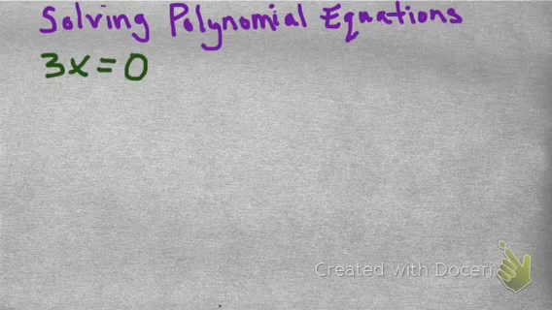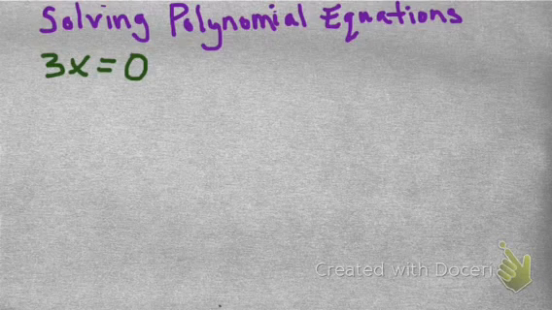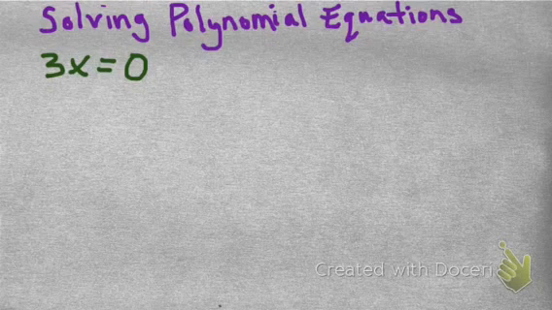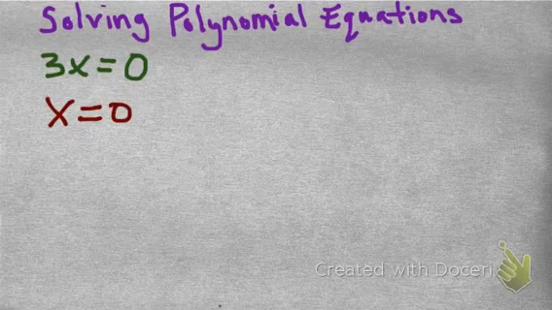Let's say your question is to solve the polynomial equation, and the equation they've given you is 3x equals 0. So you're looking at that, you're thinking, okay, 3 times something has to be 0. Well, the only thing that you multiply by to get 0 is 0. So I know that x has to be 0 to make this statement true.